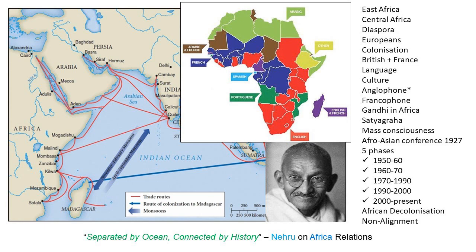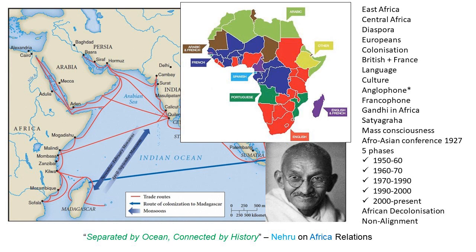So one thing became very clear. The Afro-Asian conference also strengthened India's relationship with Africa before India became independent. Now, when finally India became independent in 1947, India's relationship with Africa at that time can be seen in 5 phases.